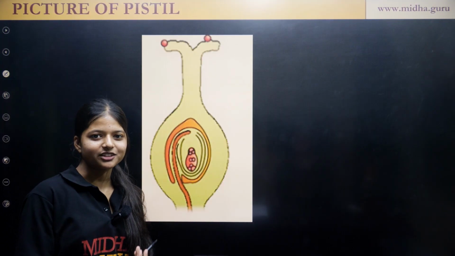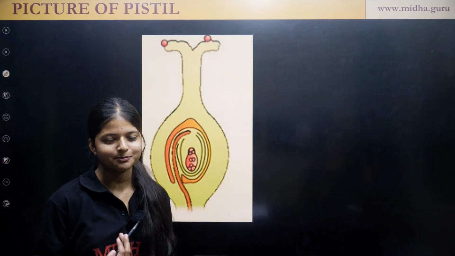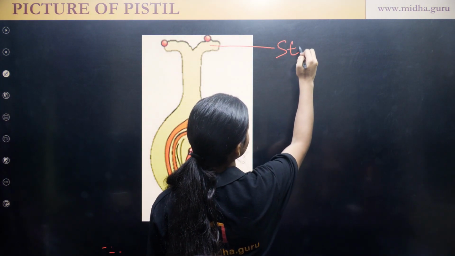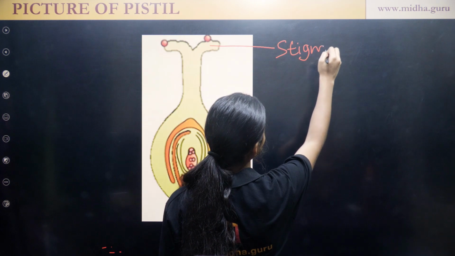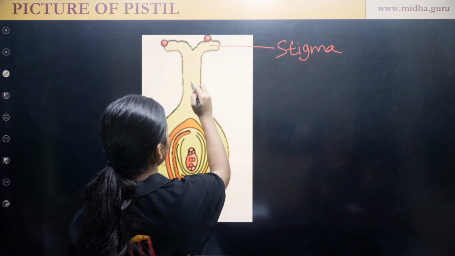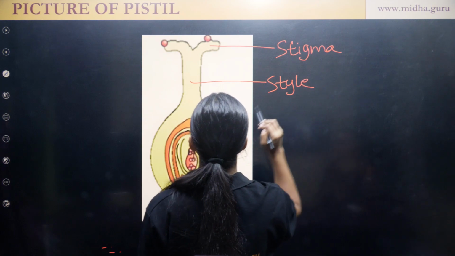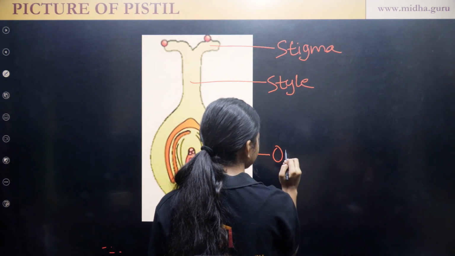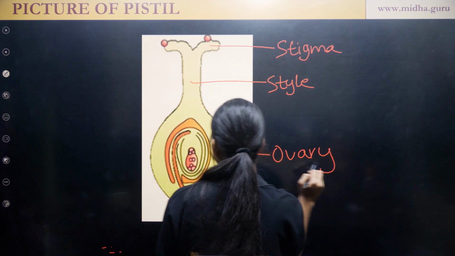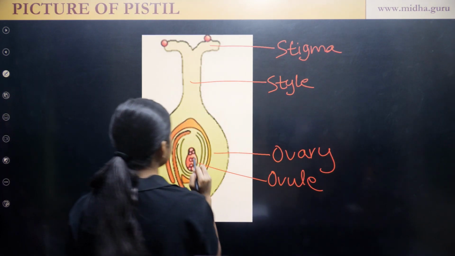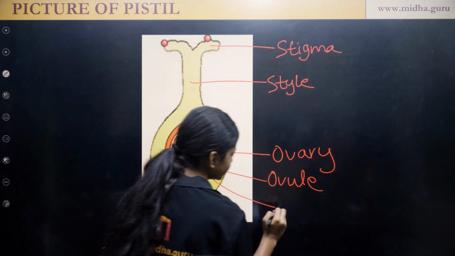So here we have a diagram of pistil and now I am going to explain its parts. This part of the pistil is known as stigma. This long part is known as style. This round part is known as ovary, which consists of ovule, and egg cells are present inside the ovule.